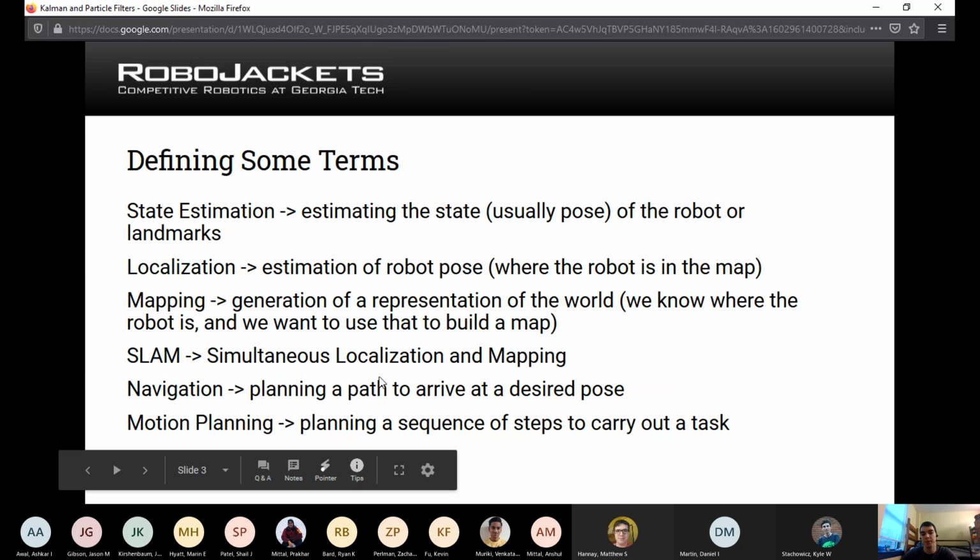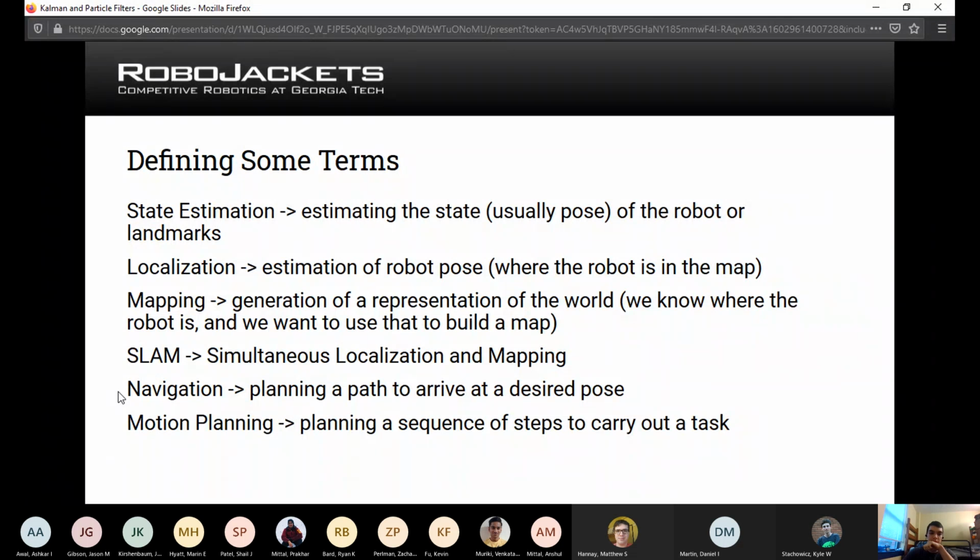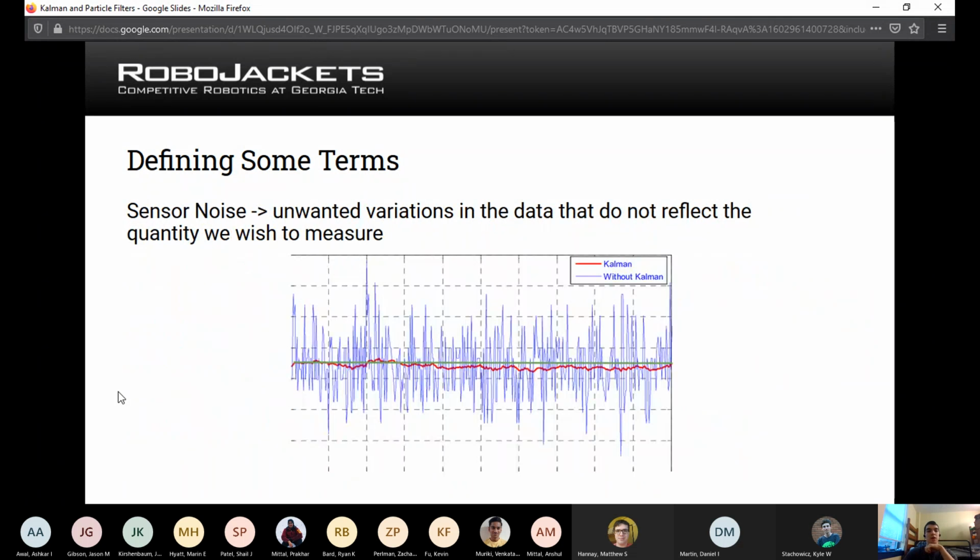Navigation is just planning a path to arrive at a desired pose, while motion planning is planning a sequence of steps to carry out a task. Those two sound kind of similar, but they're actually different. Typically, navigation is used with moving platforms, while motion planning is often used with robotic arms. And I mean, it can still be used with moving platforms, it's just more specific, I guess.